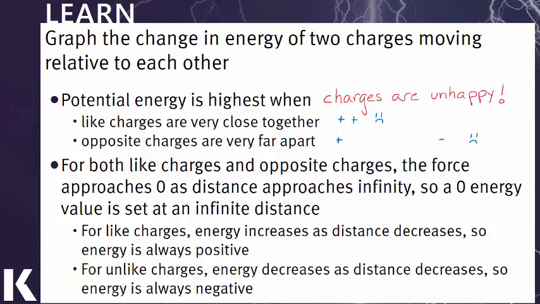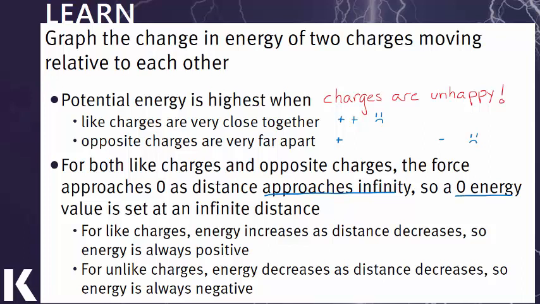But what if our two charges were separated by an infinite distance? So essentially our two mortal enemies, our two like charges, would never see each other. Our opposite charges, our Romeo and Juliet, would also never see each other. So one charge would not know of the existence of the other. So as our distance approaches infinity, the force approaches zero, so our energy also approaches zero. So we say at infinite distance, there is zero potential energy.